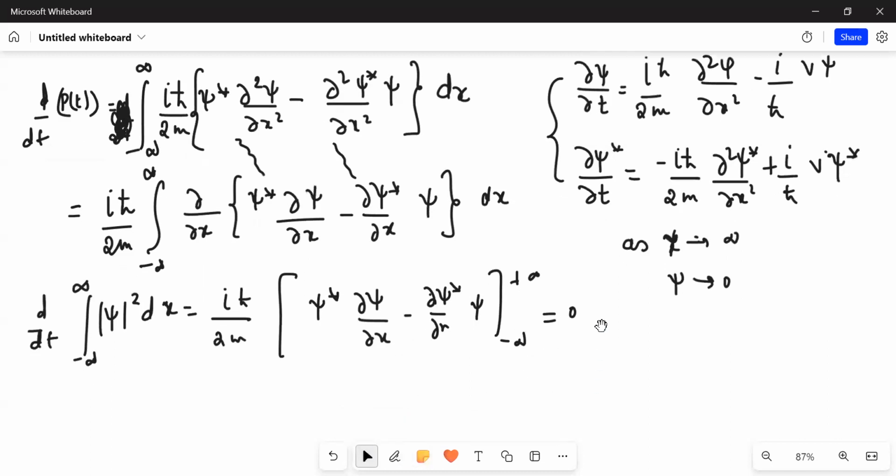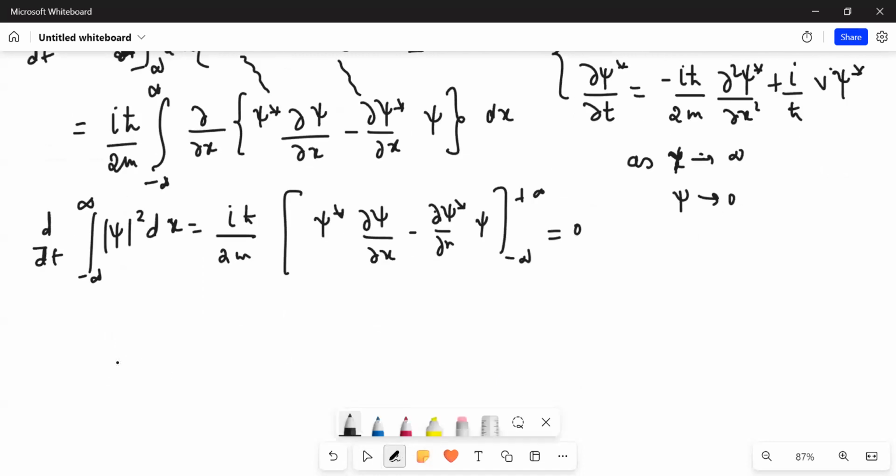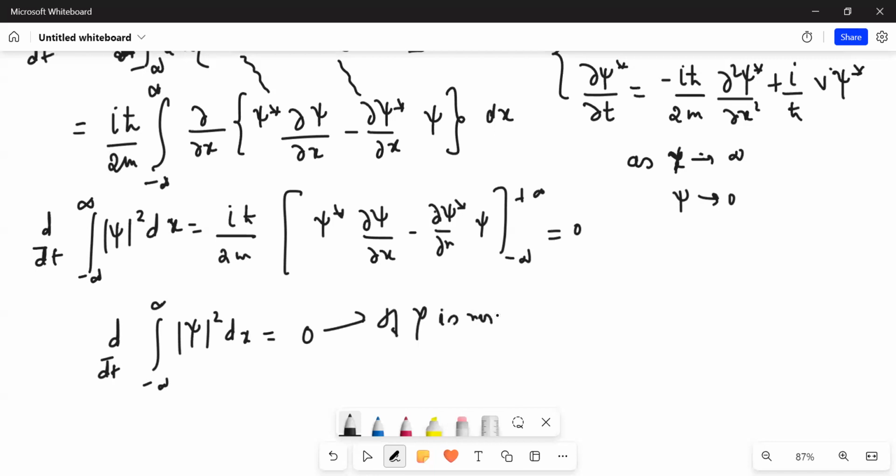What does it imply? It implies that the probability remains conserved with respect to time. So I'll write that probability remains conserved with respect to time. And if ψ is normalized at t equal to 0, then it remains normalized at all future times.